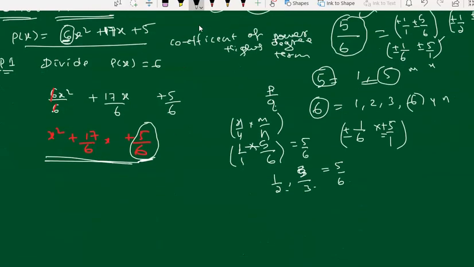So the next step is to take these values and find out p of a here. First you put 1 by 1. Here we have plus or minus values, various values. Let's say plus or minus 5 by 6, and we have plus or minus 1 by 1, plus or minus 1 by 2, plus or minus 1 by 3, plus or minus 1 by 6, plus or minus 5 by 1. We have so many numbers, right?